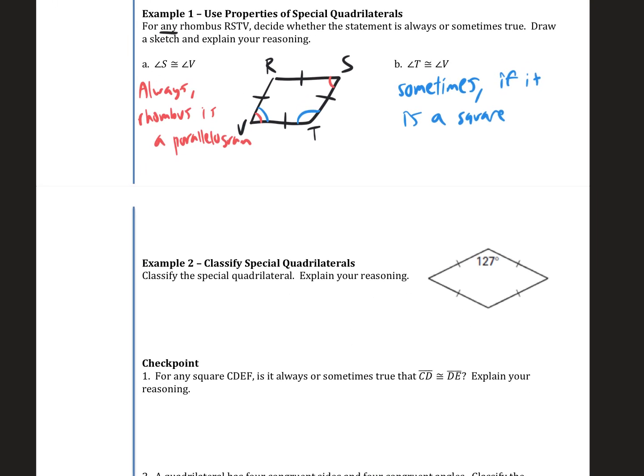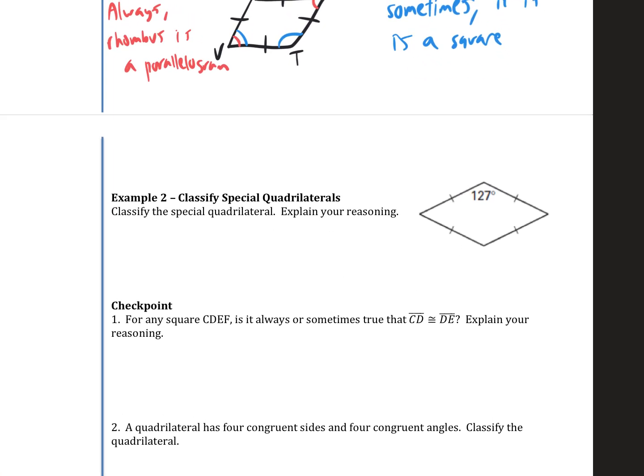Example 2, we're classifying here. Classify the special quadrilateral, explain your reasoning. All right, why don't you guys see if you can figure this out. Go ahead.